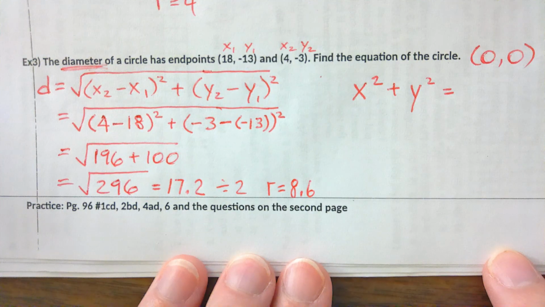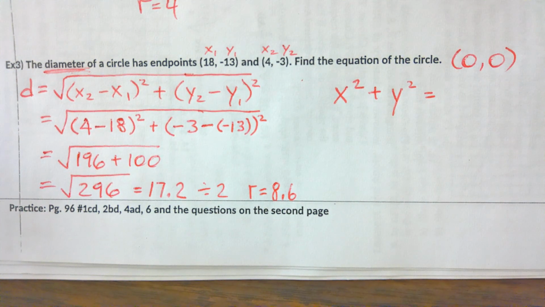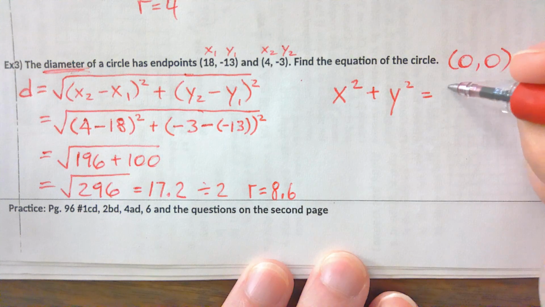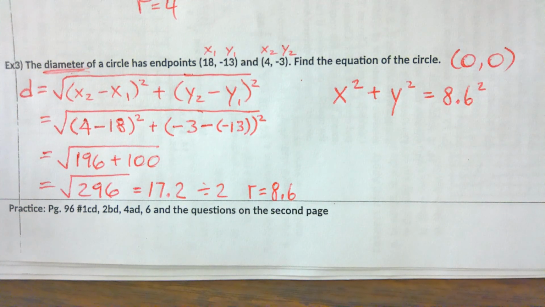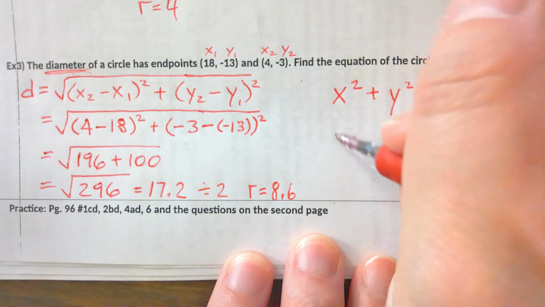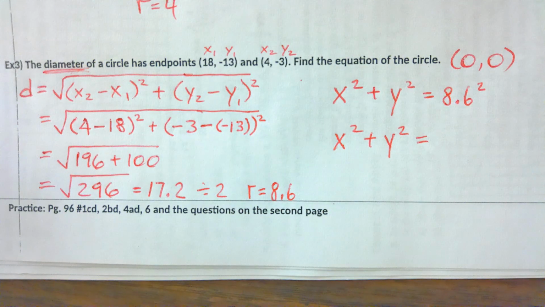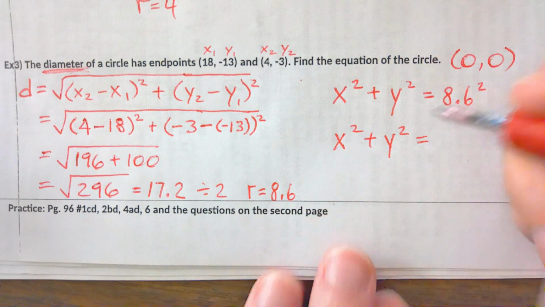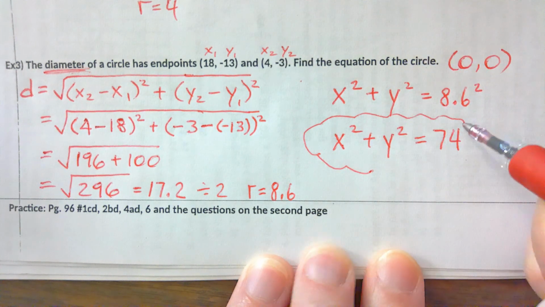Okay. So here, what do I write? Ethan? 8.6 squared. Right. Okay. But then I don't leave that squared. I have to actually evaluate it. So x squared plus y squared equals 8.6 squared, which gives me 74. And then that's the equation.